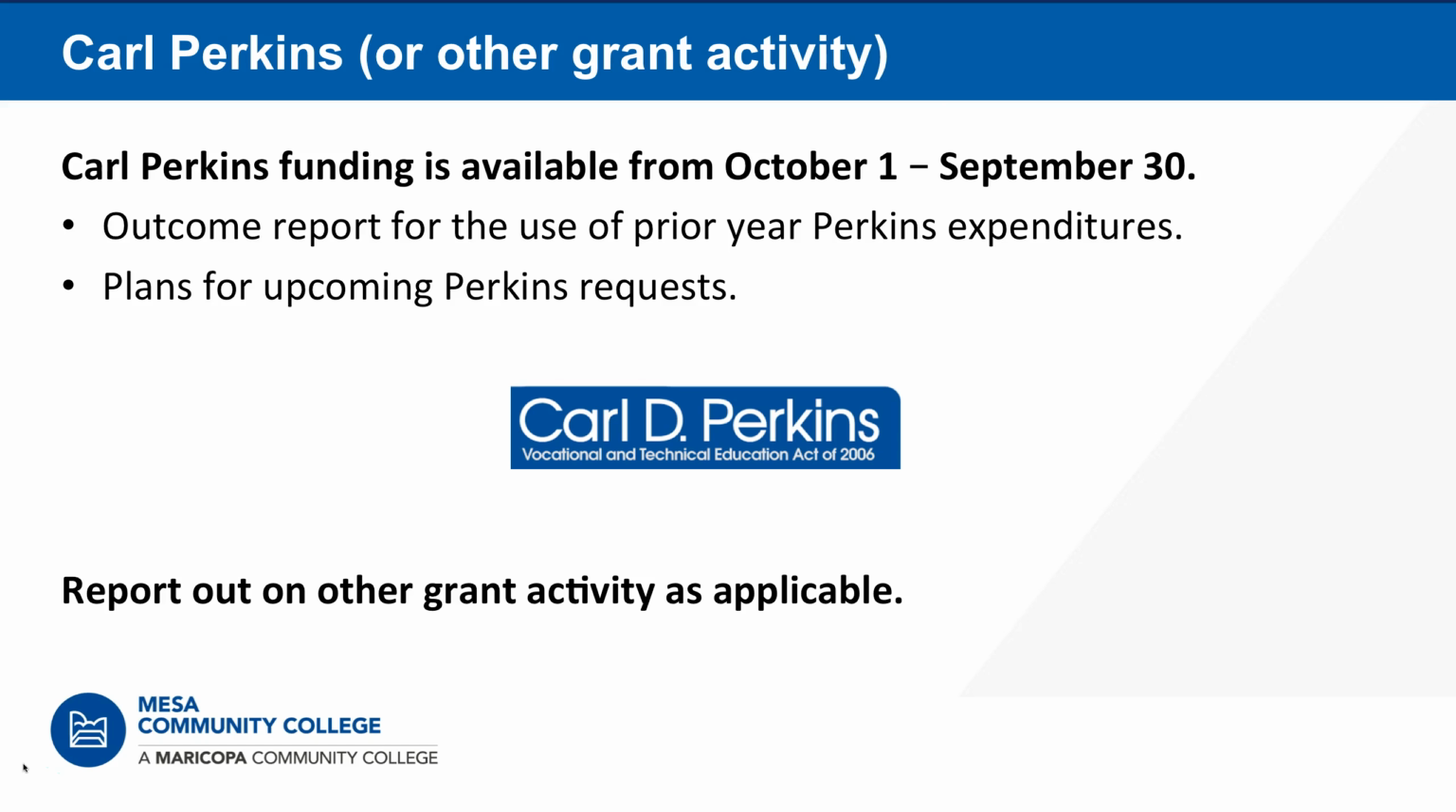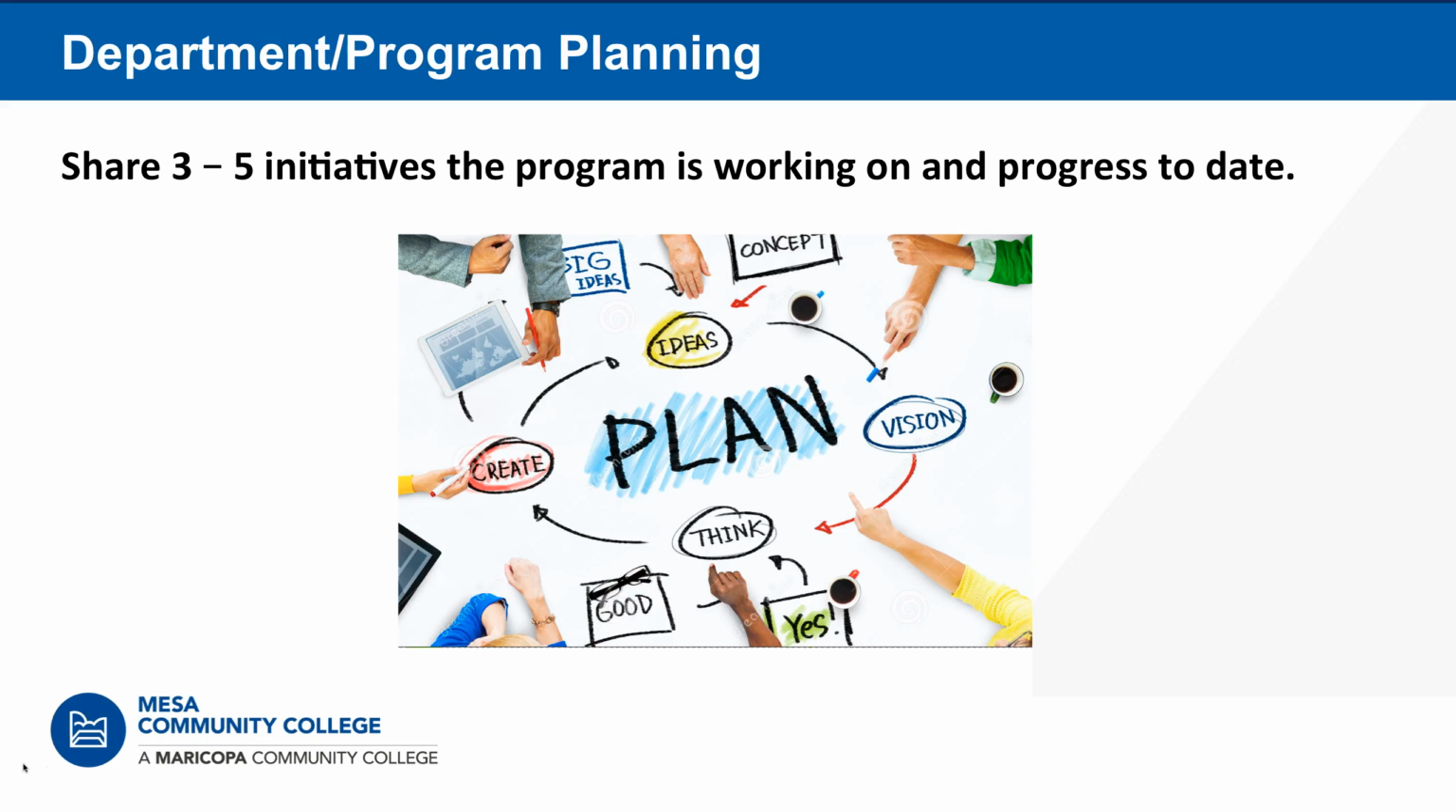There might be other grants that programs have. They might have Prop 301 or TAC grants. This is also a good area to include on your agenda. We have a department planning process here at Mesa Community College. It would be really good to share those 3 to 5 initiatives the program is actively working on, any progress that they've made up to the date of the advisory, and the 3 to 5 initiatives that they're thinking about working on in subsequent years, and just get some advisory feedback on that.